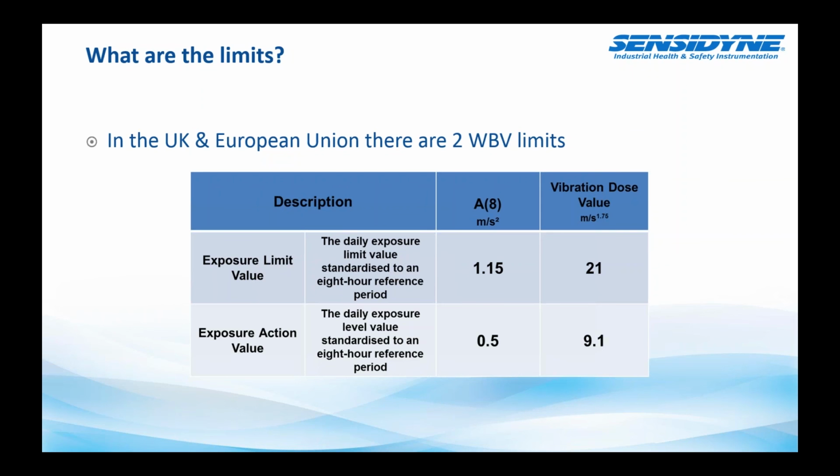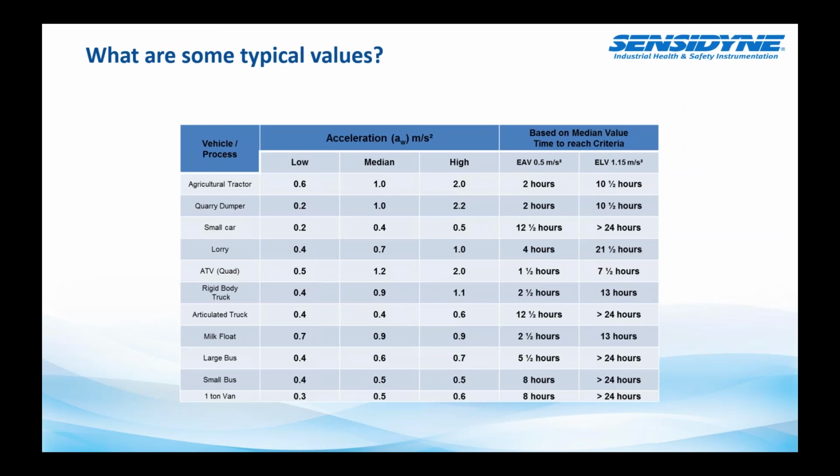Some typical values here. Let's look down the list here again. A particular vehicle, the ATV, about halfway down, a four-wheel drive, off-road type vehicle, can produce an acceleration level of up to 1.2 meters per second squared, even as an averagely maintained exposure. So that's only going to take 1.5 hours to get to the exposure action value, and 7.5 hours to get to the limit value. That's almost at the point where anything above that is going to be a problem for us.